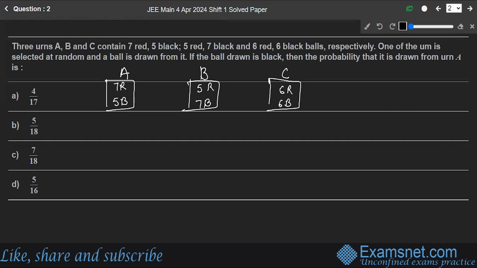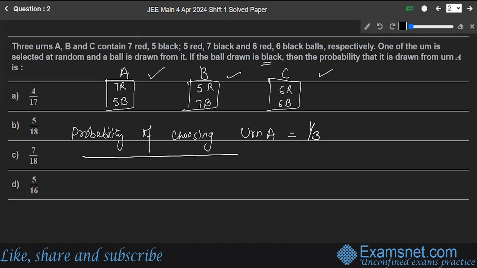One of the urns is selected at random and a ball is drawn from it. If the ball drawn is black, then the probability that it is drawn from the urn A is equal to. Okay, first of all, there are two things. You have to make a choice from the urns. This is the first thing. So probability of choosing urn A, what is that? 1 out of 3. Similarly, probability for choosing urn B and C is also 1 out of 3 because there are 3 urns.